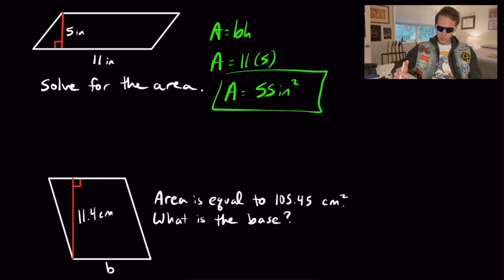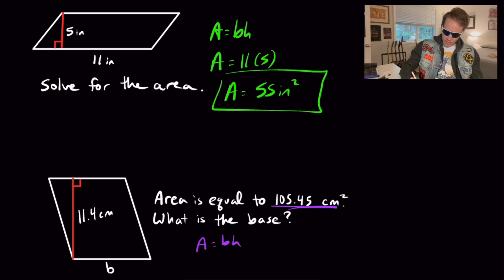Okay, here for this last one, we're given the area. So we want to figure out what the base is. We're given the area and the height. So again, just start with your formula. Area is equal to base times height. Well, what do we know? Well, we know the area is 105.45, so I'm going to plug that in for A.